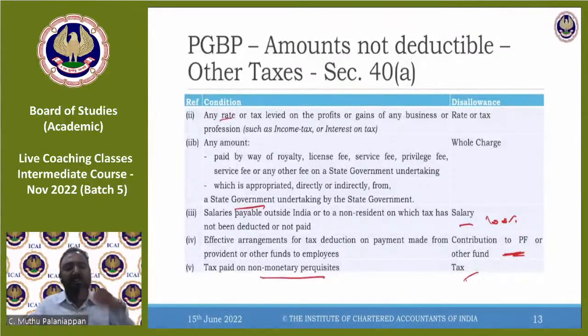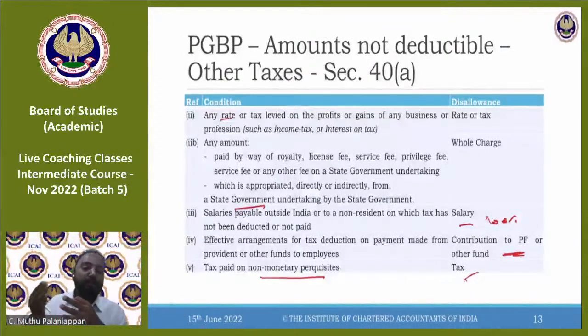So that's what it is. These are all basic things. When I say basic things, these are all whatever is listed that will come in your question in case it comes. So your taxes are not allowed. Salary paid to a non-resident, if non-deduction is there, not allowed. Whatever relating to contribution of PF, wherever tax is supposed to be deducted, arrangements should have been made. When you say arrangements, it should have been paid, or it should be in a situation where it will be paid subsequently. And then tax paid on non-monetary perquisites.